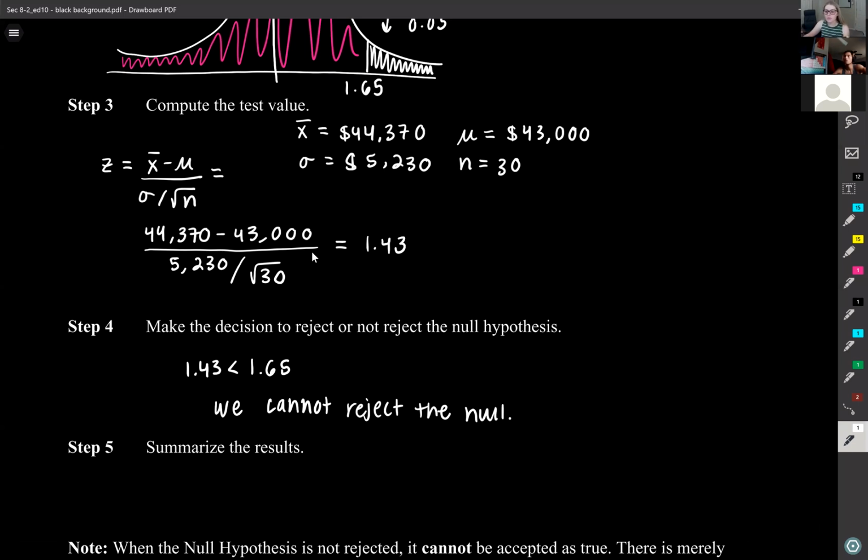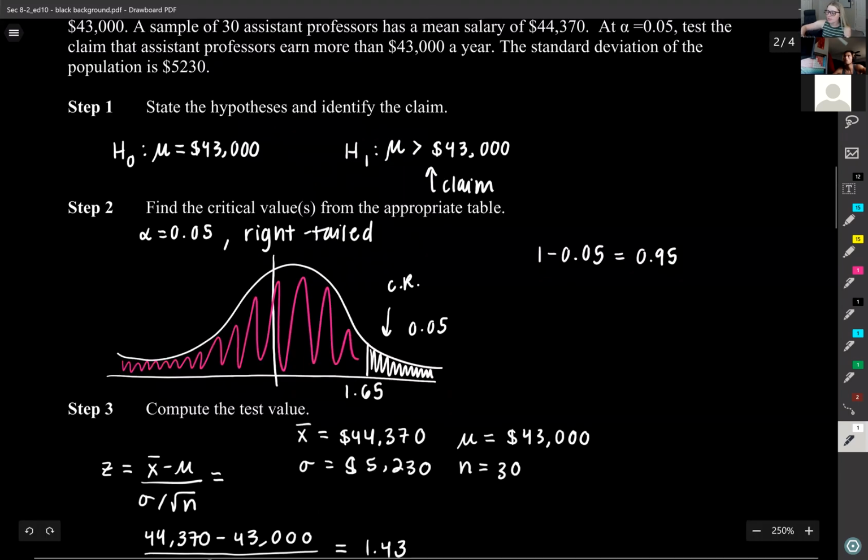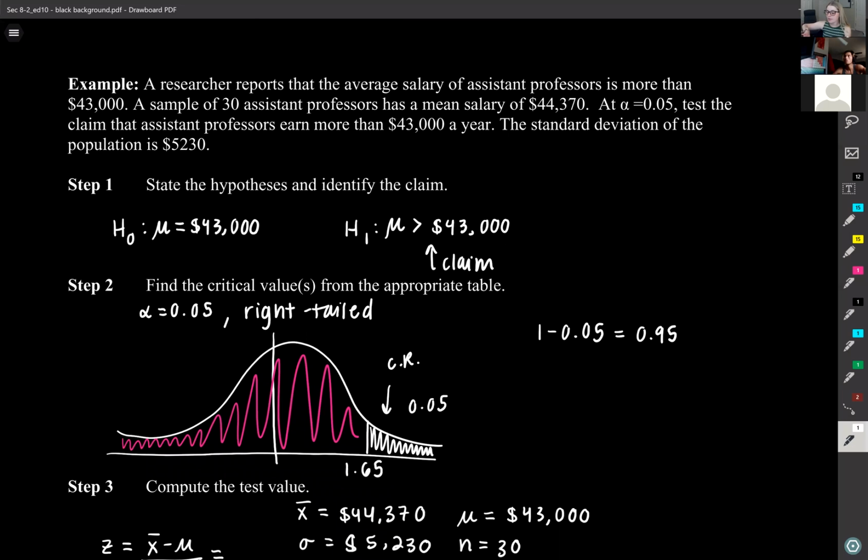Okay, but what does this really mean? It's great and all to say we can't reject the null hypothesis, but let's think about what that means in terms of summarizing your results. It just means that there's not enough evidence to support the claim that we wanted to. We wanted to be able to reject the fact that the mean of these assistant professors was $43,000 so that we could accept the fact that their mean salary was greater than that. Our researcher wanted to accept that the mean salary was greater than that, but we were not able to. So what that means is that we just don't have enough evidence to say that their salaries are more than 43,000 a year.